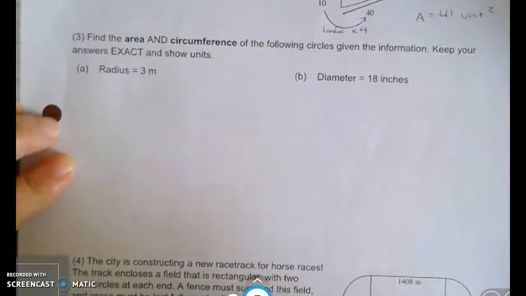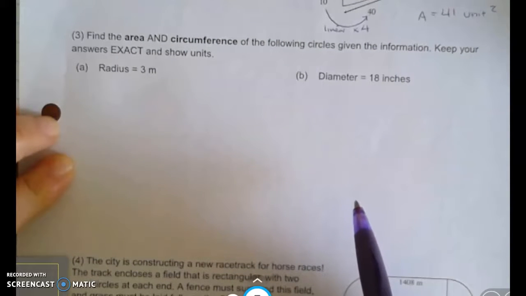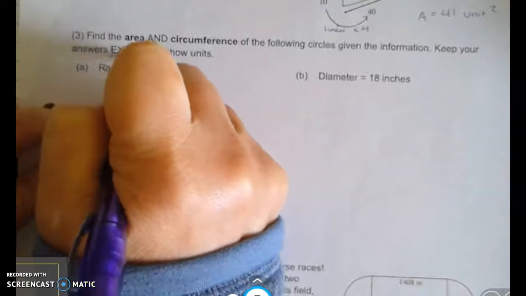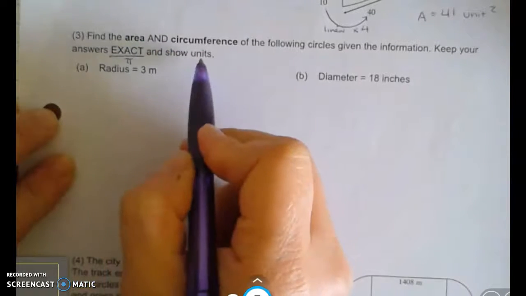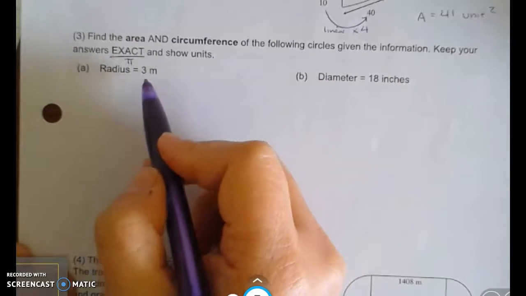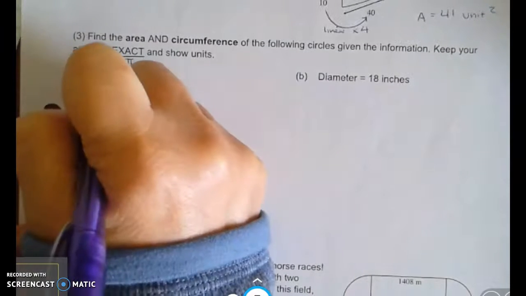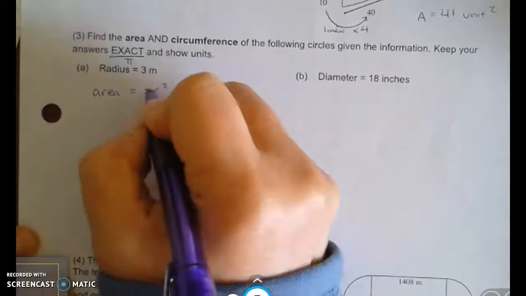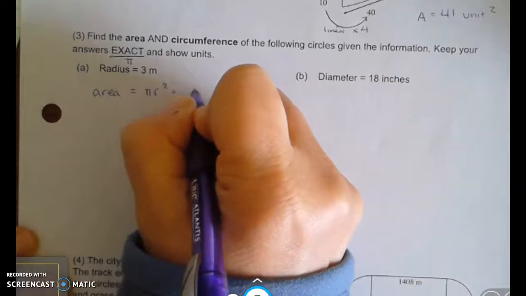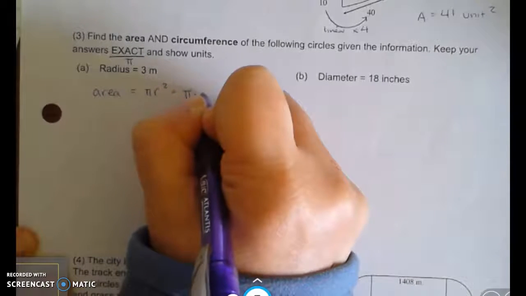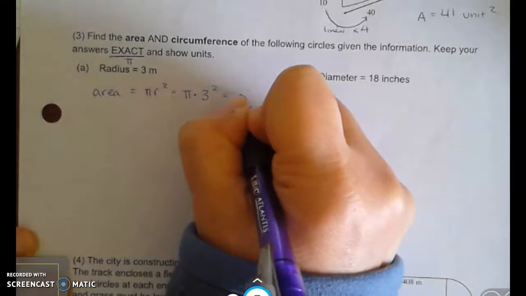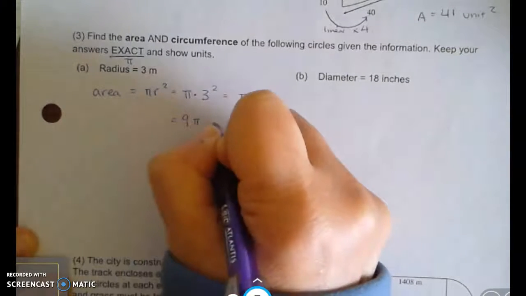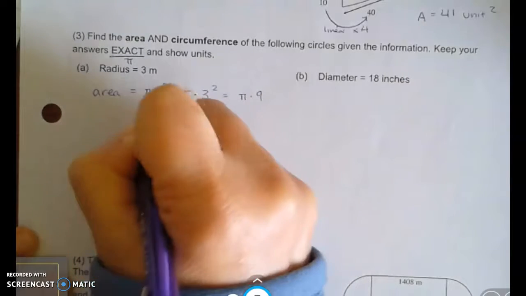Alright, next up, find the area and circumference of the following circles given the information. Keep your answers exact. Exact means keep it in terms of pi, and show units. The radius is 3 meters. The area of a circle is always pi r squared. We are given that the radius is 3, so it's pi times 3 squared, which is the same as pi times 9, or we can rewrite it as 9 pi meters squared. So that's my area.